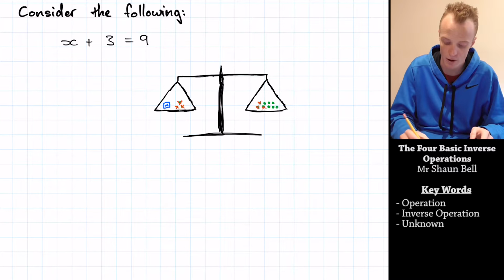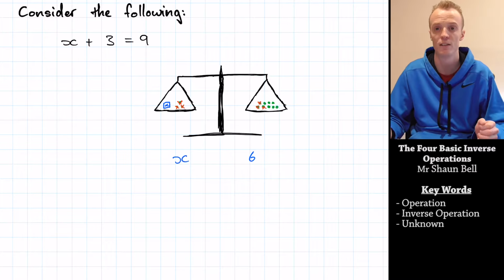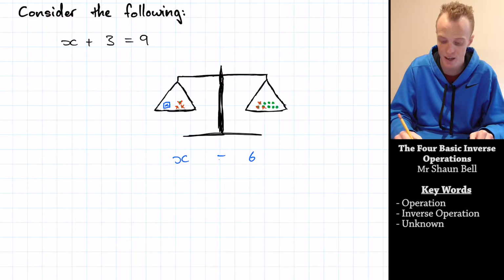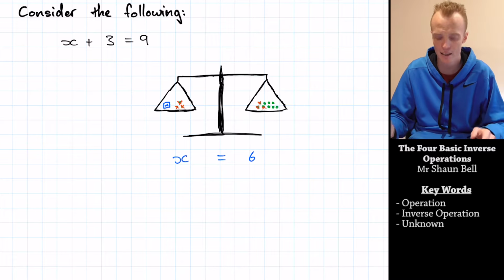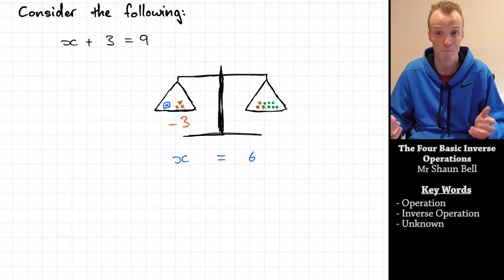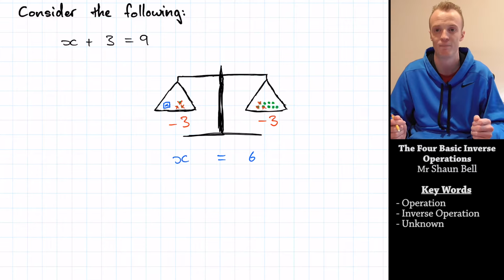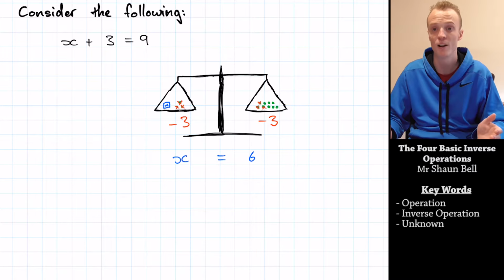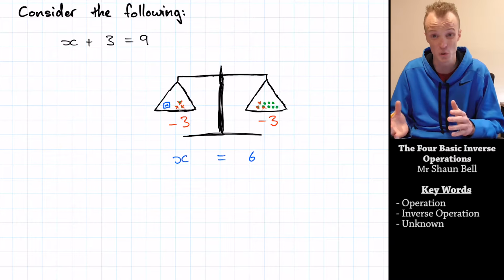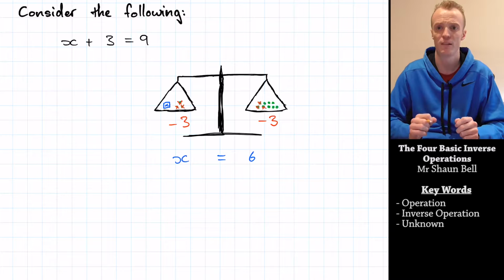Well, on the left hand side, I'm left with this x, and on the right hand side, I'm left with 6 of these green dots. So what this scale is actually showing us is x is equal to 6. And to get there, we subtracted 3 from this left-hand side, but to keep it balanced, we also had to subtract 3 from the right-hand side. So to keep an equation balanced, what we've learned is whatever we do to one side, we've got to do to the other side. And that's very important.